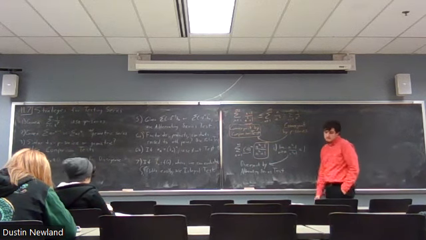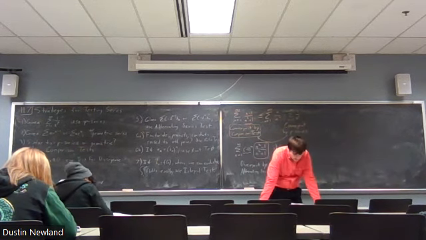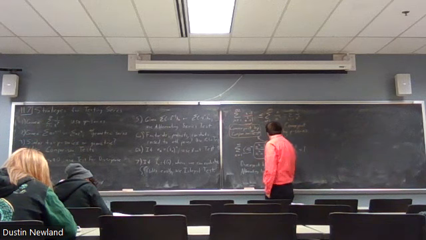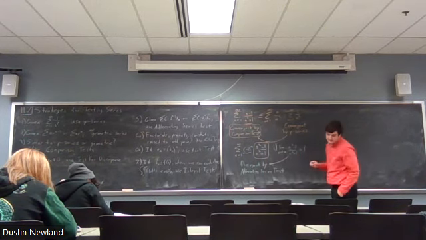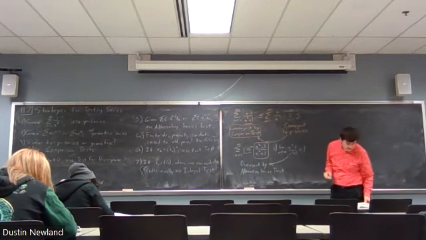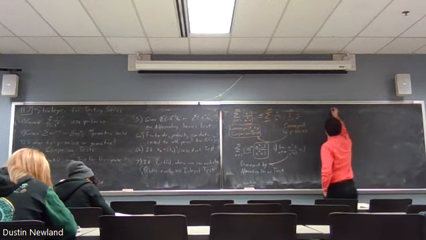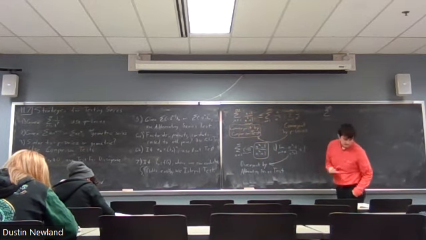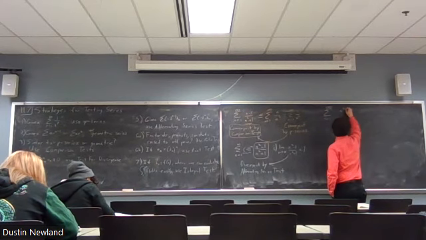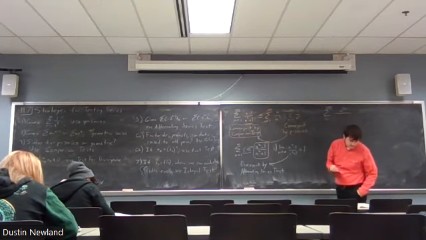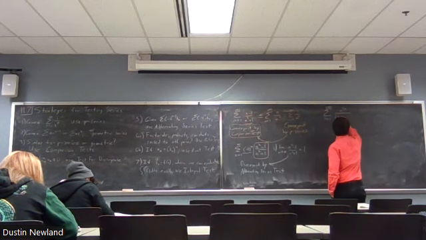Okay. Good. Number 6. That is going to be the sum from n equals 1 to infinity of n to the 2n over 1 plus n to the 3n.